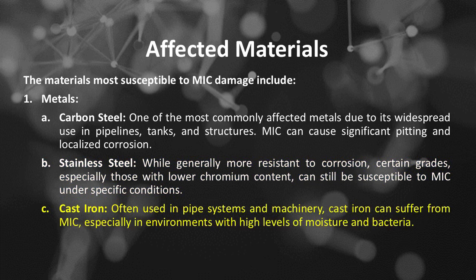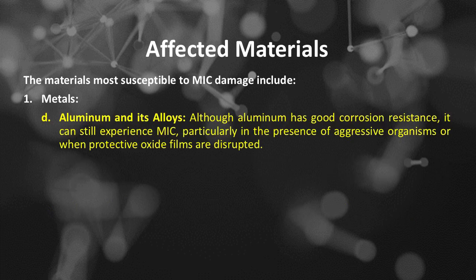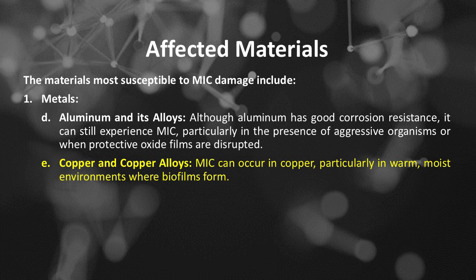Number C, of metals, is cast iron, often used in pipe systems and machinery. Cast iron can suffer from MIC, especially in environments with high levels of moisture and bacteria. Number D, of metals, is aluminum and its alloys. Although aluminum has good corrosion resistance, it can still experience MIC, particularly in the presence of aggressive organisms or when protective oxide films are disrupted. Number E, of metals, is copper and copper alloys. MIC can occur in copper, particularly in warm, moist environments where biofilms form.